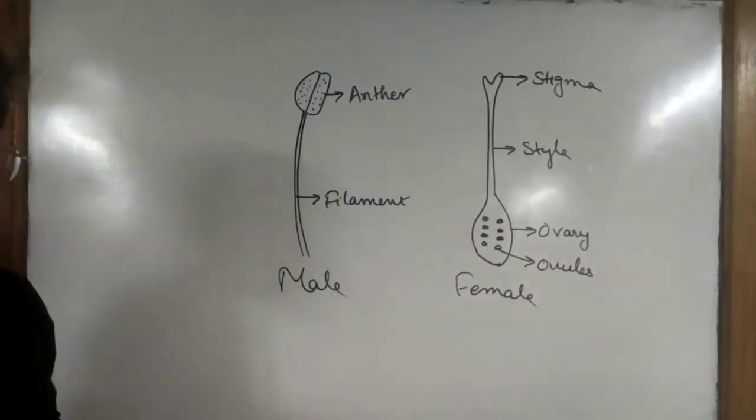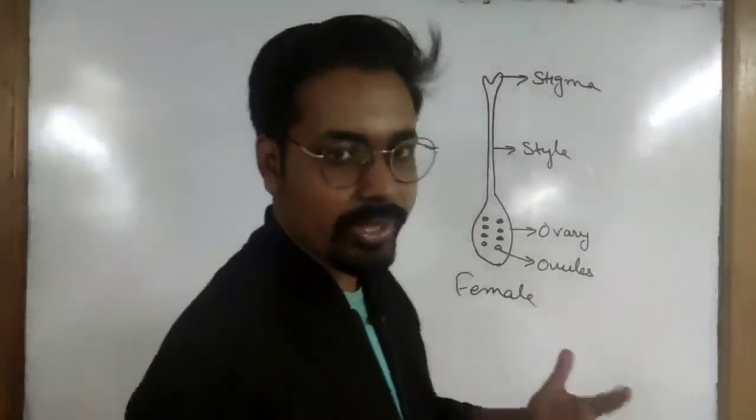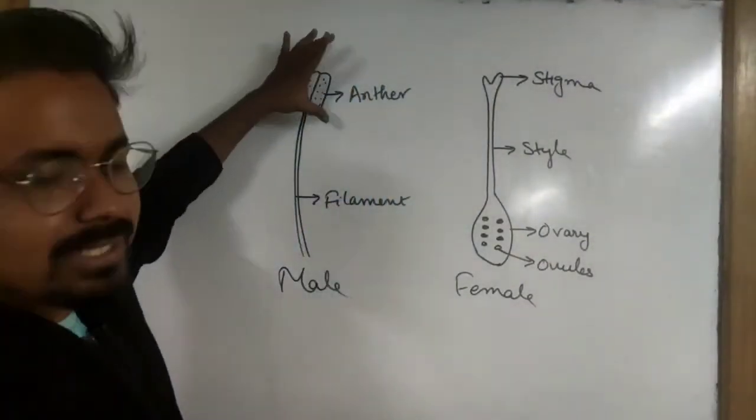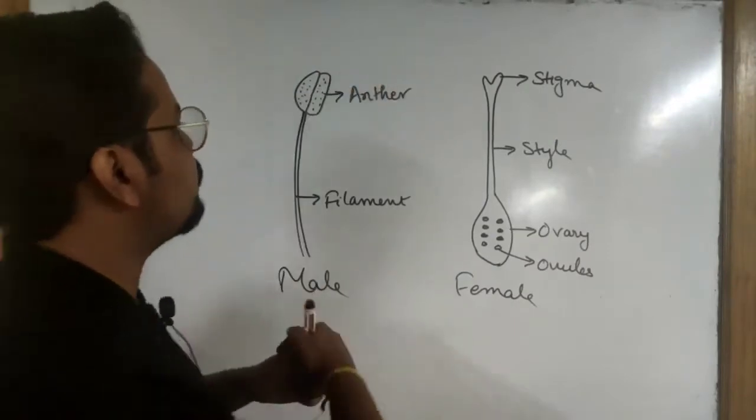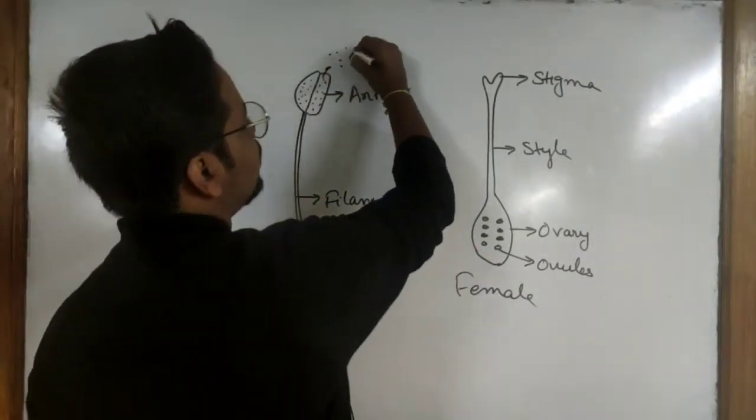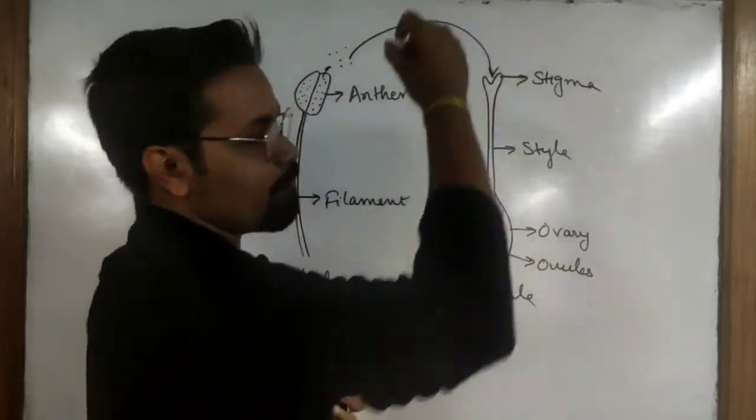Now how does the pollination take place? Whenever there is a pollinator into action, the anther breaks, the pollen grains come out, and once they come out, they will fall onto the stigma.